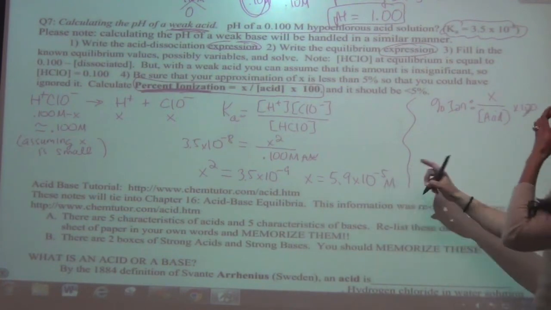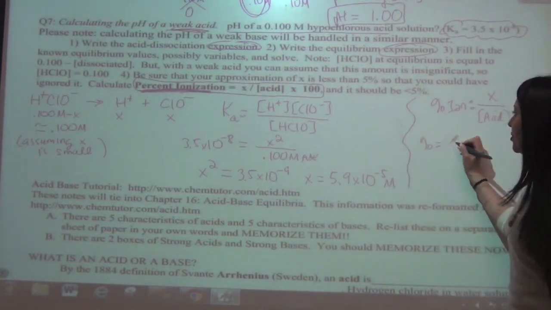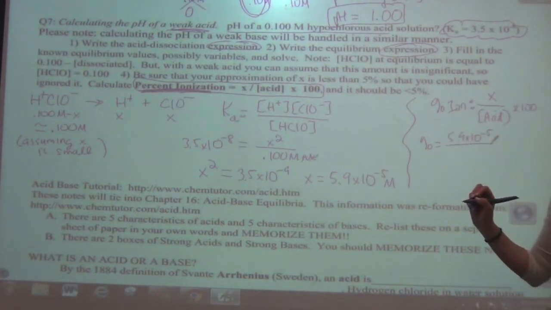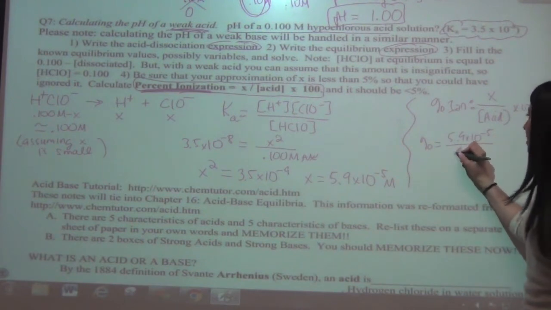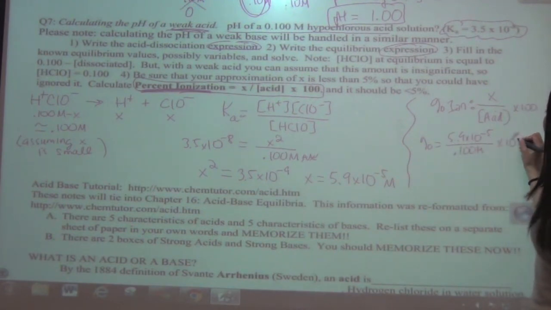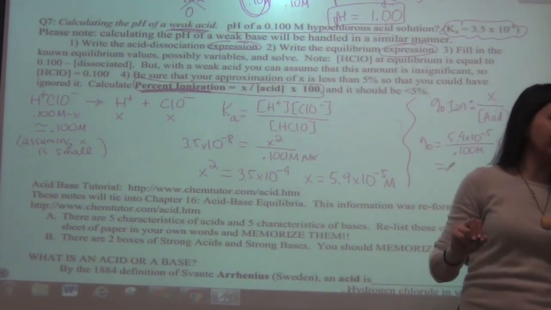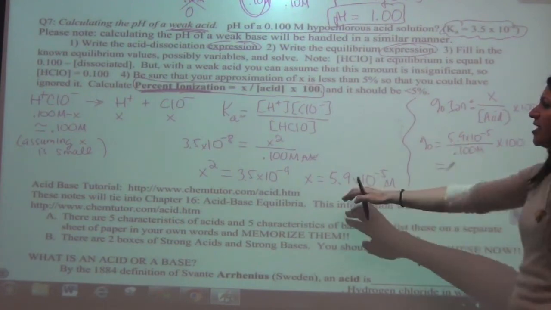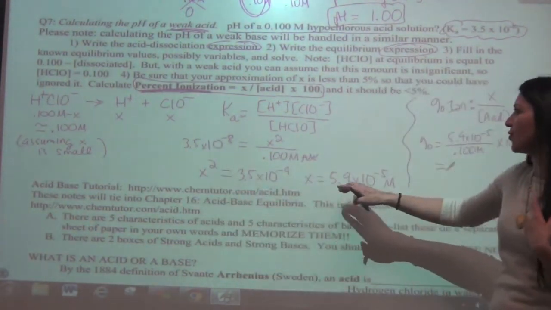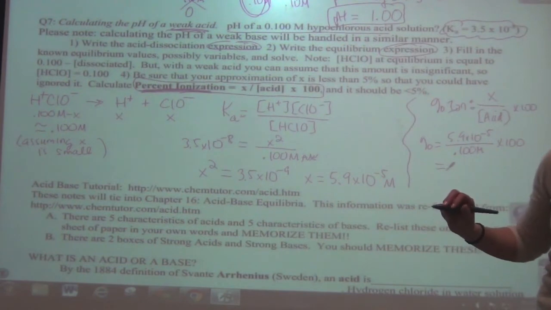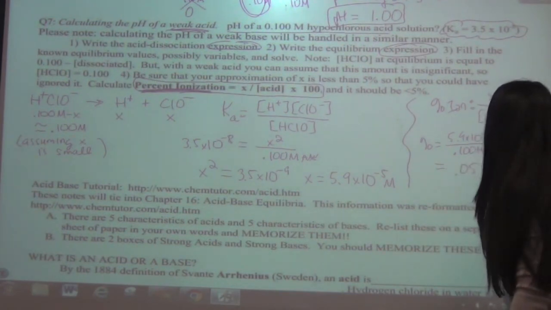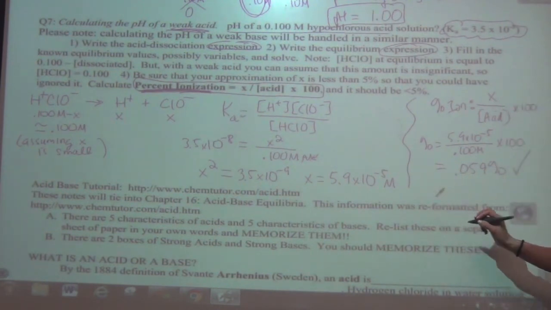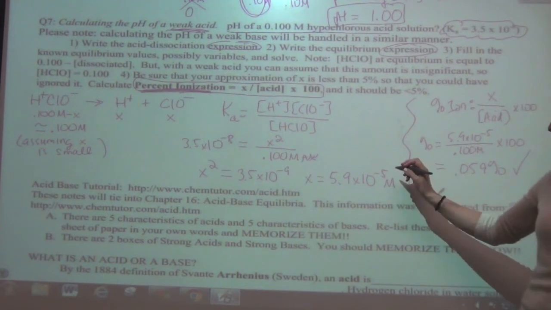That's it, okay? So I'm going to do my percent is equal to 5.9 times 10 to the negative 5th divided by, what's the original molarity of my acid? 0.100, and then multiply it by 100. And if we do this, we get, so let's do, and 2 sig figs was good here because that was 2 sig figs. What was it? 0.059%. So check, that's less than 5%, so we can just keep it at that.